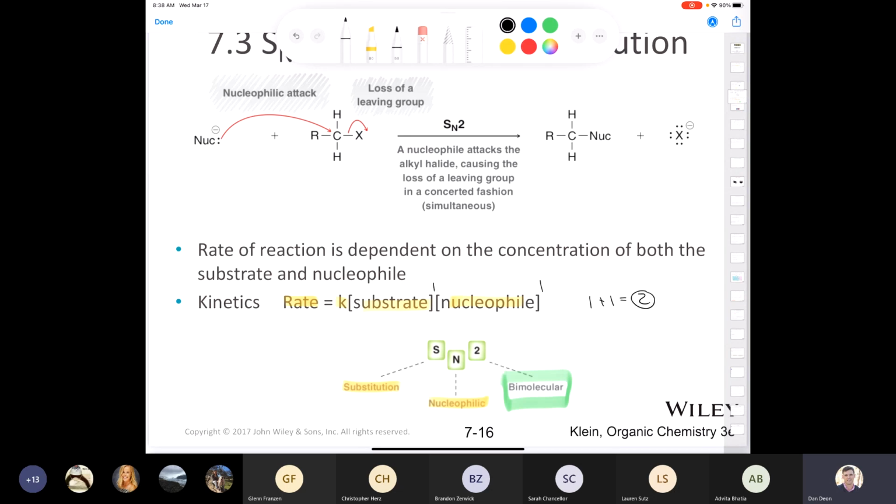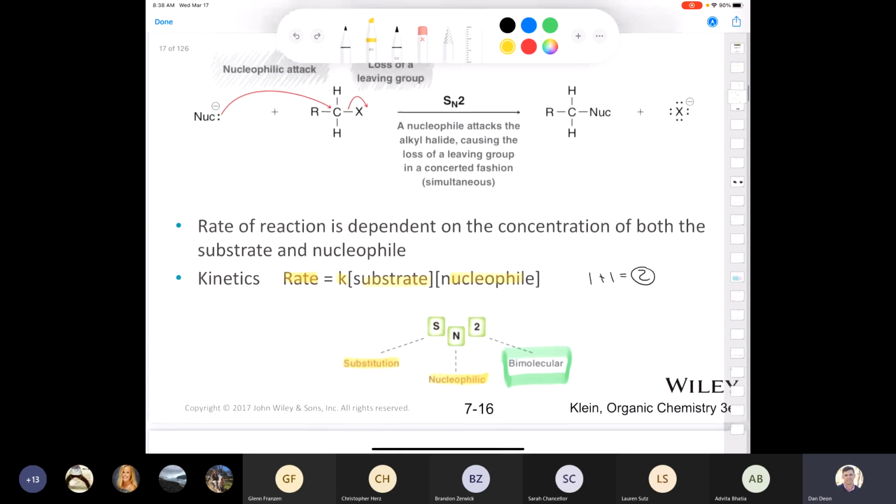Again, what does it mean if both the substrate and the nucleophile's concentrations show up in our rate law? It means that the rate of this reaction is going to depend on the concentration of both of these, doesn't it? It's going to depend on both of these.